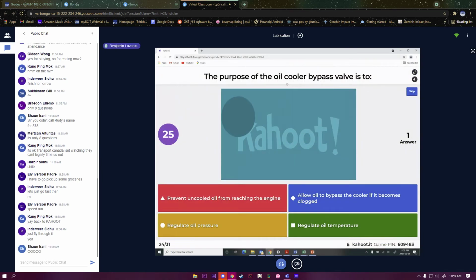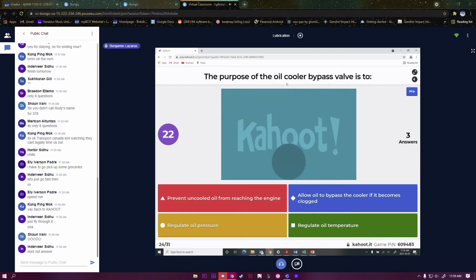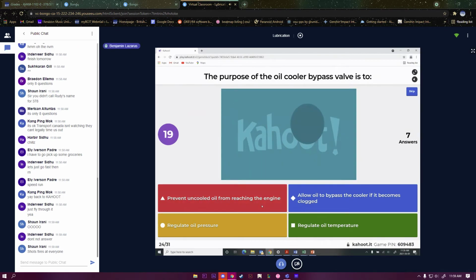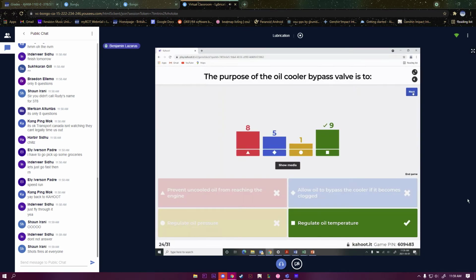Oil cooler bypass valve. What does it do? It bypasses the oil cooler. And what does that do? Does that prevent uncooled oil from reaching the engine? No. Uncooled oil is allowed to reach the engine. Not really a thing. We regulate the oil temperature. Oil cooler bypass valve regulates the oil temperature.